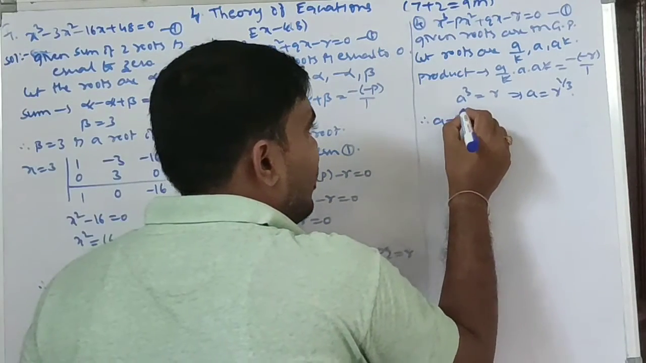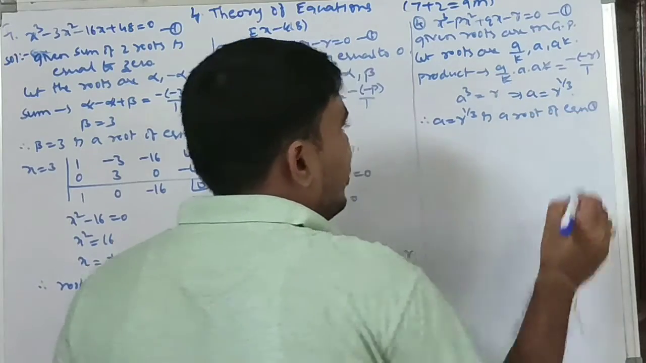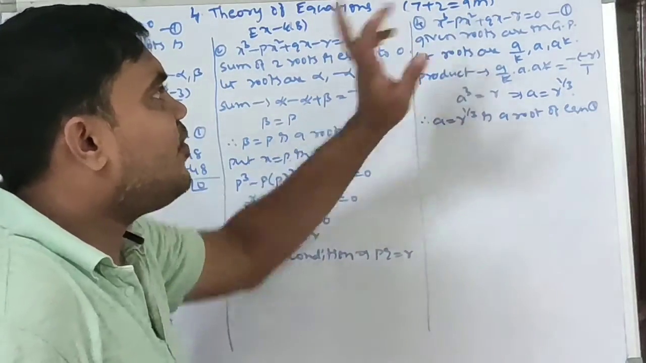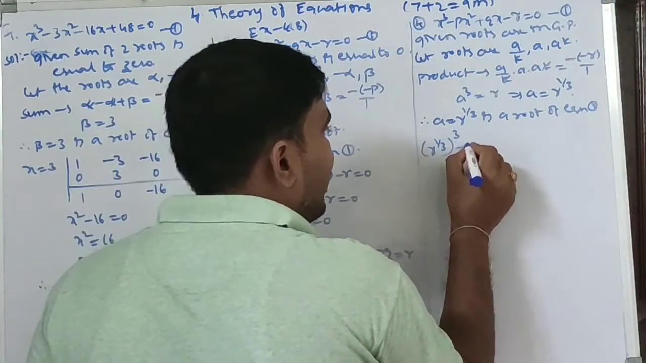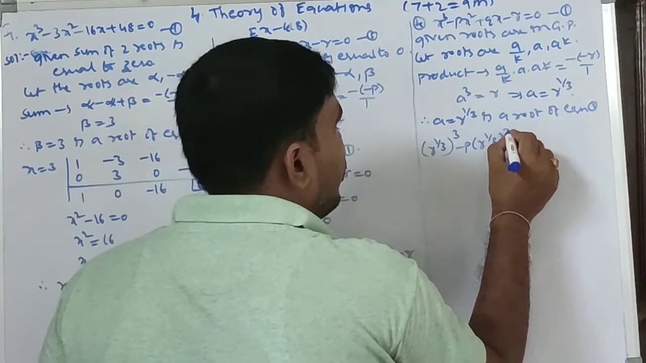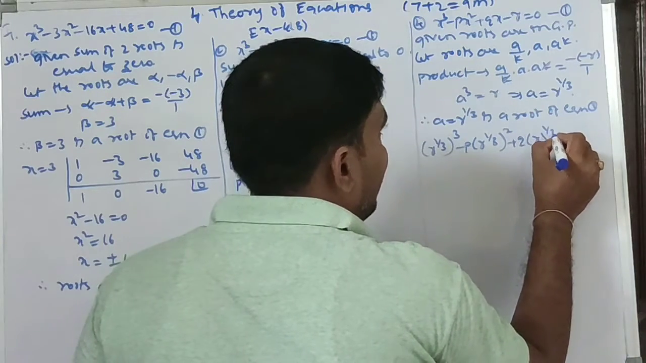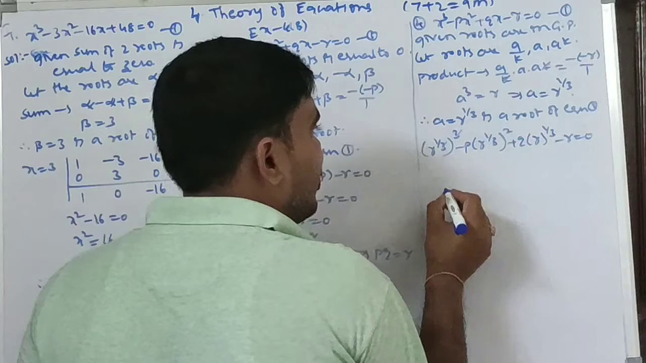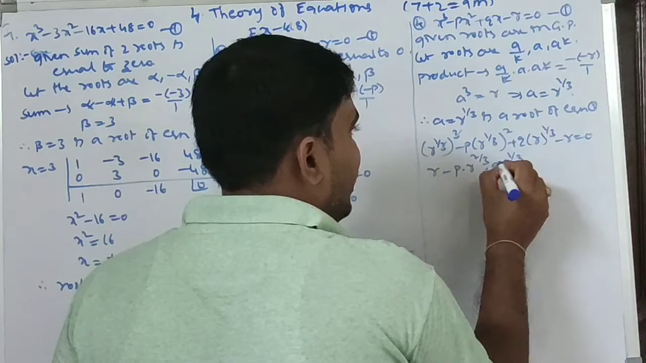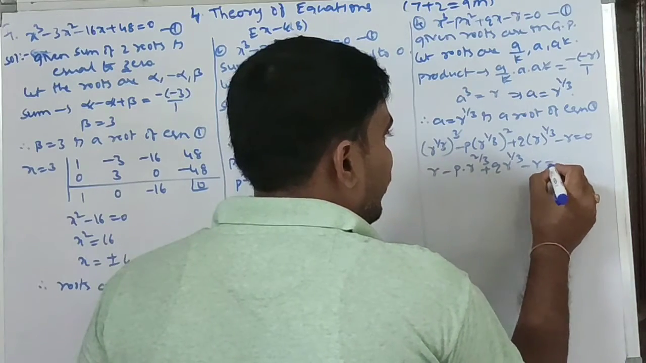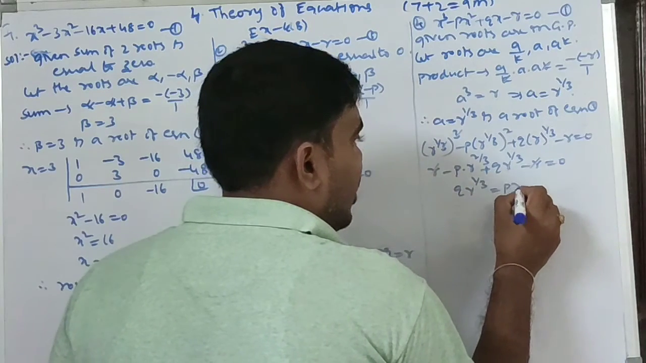Therefore, a equal to r power 1 by 3 is a root of equation 1. It must satisfy equation 1. So substituting, r power 1 by 3 whole cube minus p into r power 1 by 3 whole square plus q into r power 1 by 3 minus r equal to 0. The cube and 3 cancel, r minus p r power 2 by 3 plus q r power 1 by 3 minus r equal to 0. R cancels, bringing this one outside: q r power 1 by 3 equals p r power 2 by 3.